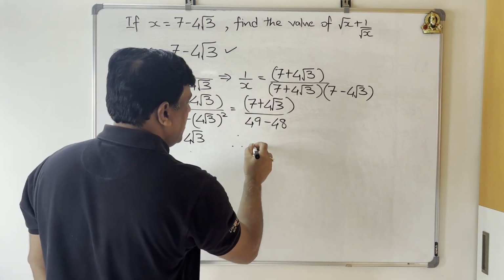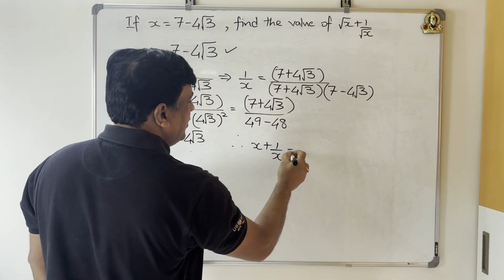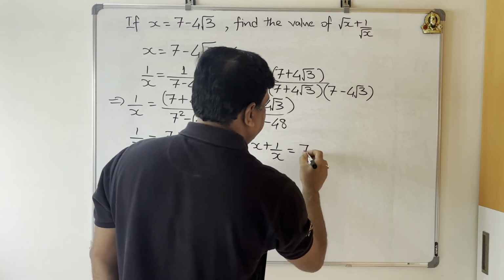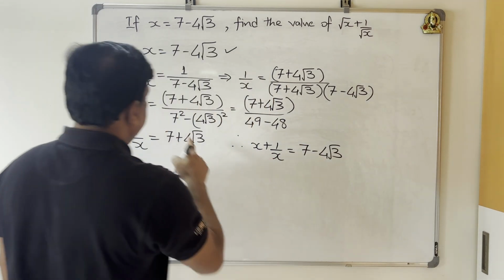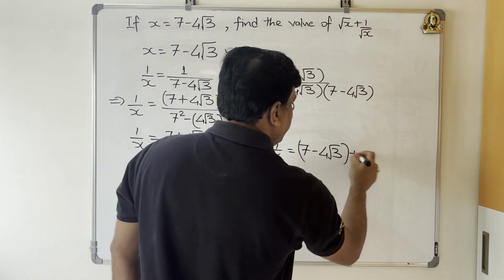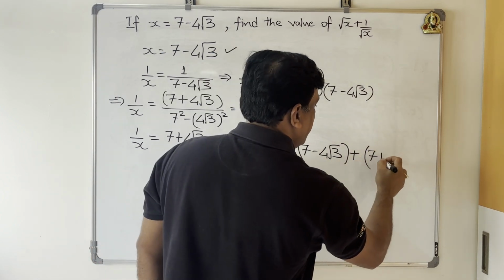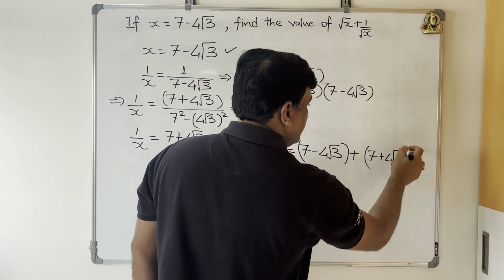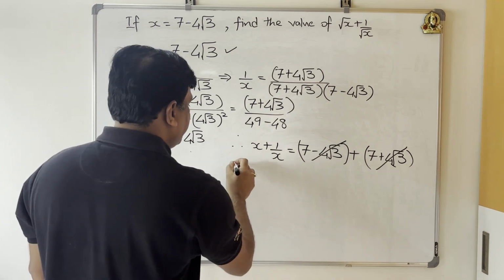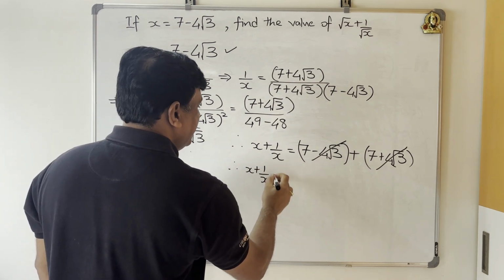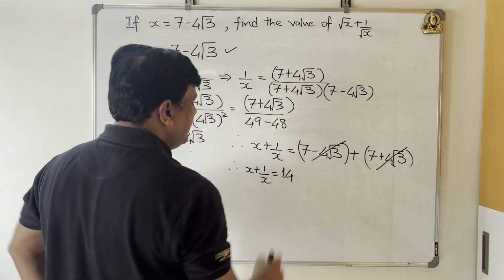Okay, so now if you look at this one over here, what do you get? Now you need x plus 1 by x. Can we add these two terms? X plus 1 by x will be 7 minus 4 root 3 plus, this is x, and 1 by x you got it as 7 plus 4 root 3. So when you open these two, if you see, these two get cancelled out. So your x plus 1 by x is nothing but 14. Right? You got this one.